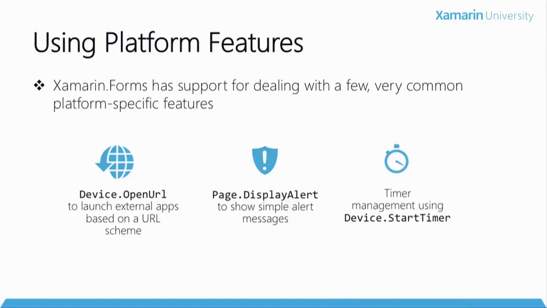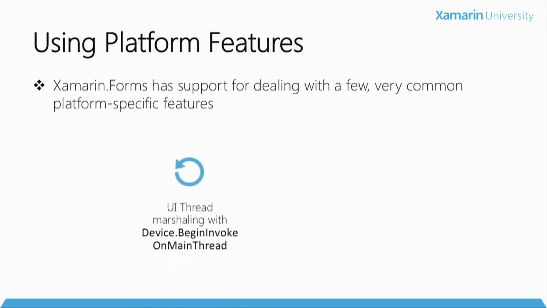Then we have device.startTimer. That allows you to create a timer independently from the platform you're currently on. If you want to stop the timer, you pass in a delegate and you return false from the delegate, and the timer will be disposed. If you want to create your own threads and you need to marshal back to the UI thread, then you can use device.beginInvokeOnMainThread. That allows you to update the UI.